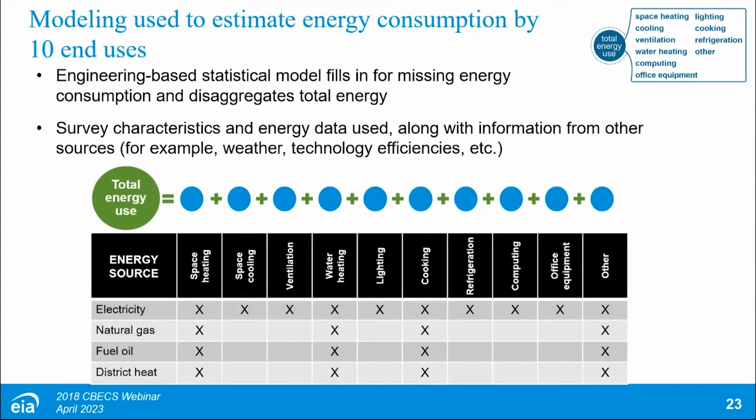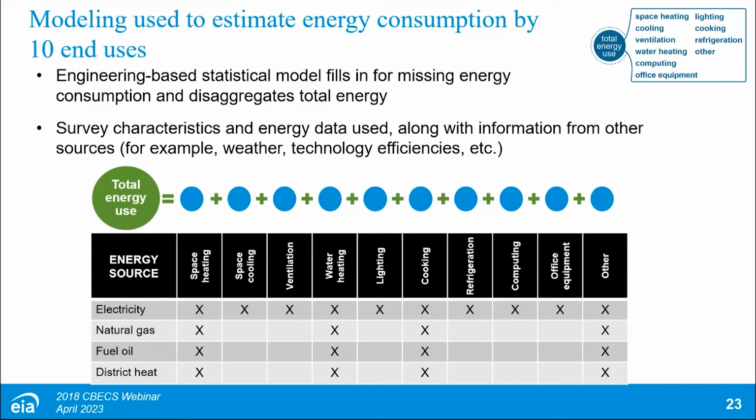Part of the information that we're releasing as part of the CBECS are the energy end use estimates. This is the amount of energy used for particular end uses. I want to point out that this is not a measured quantity. This is not something that we can collect from building respondents. This information is based on models.